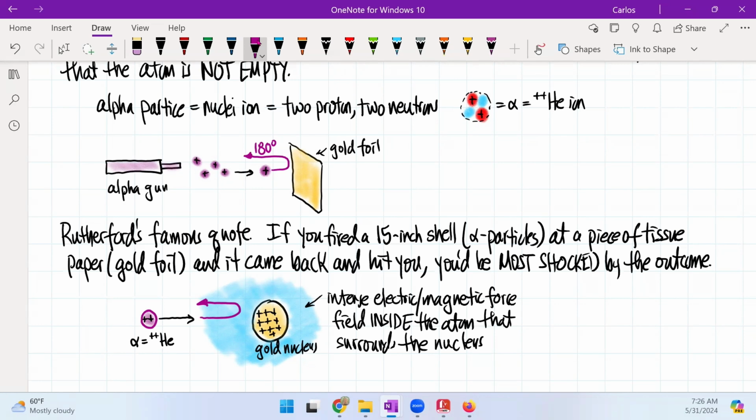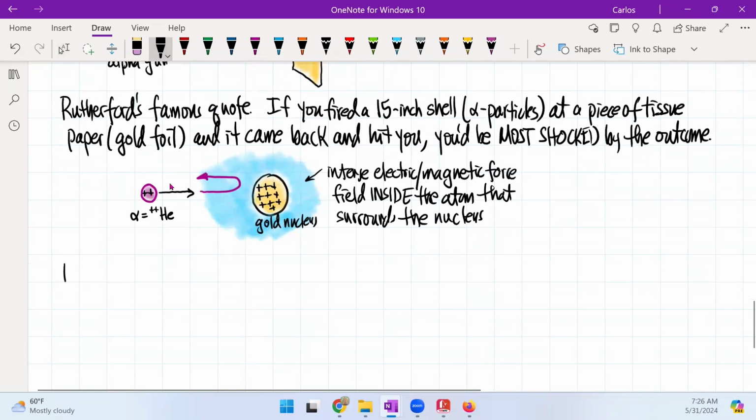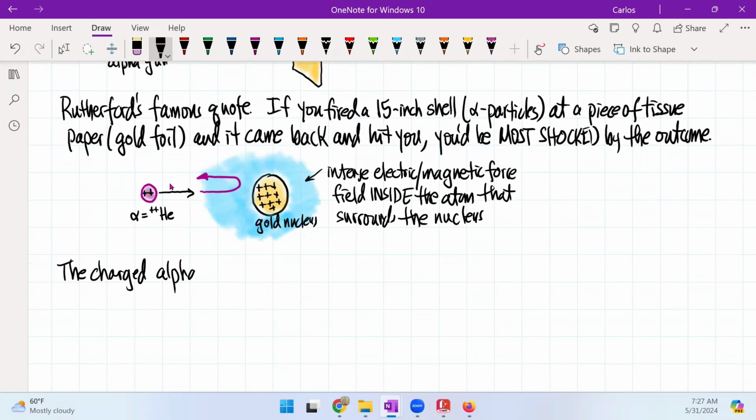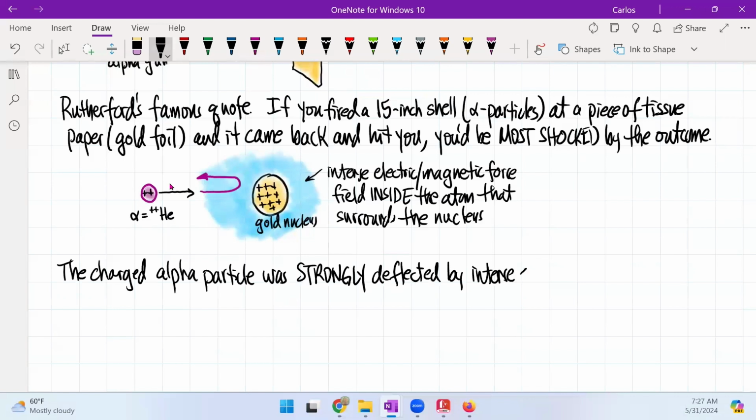So if you're saying that the atom is empty, that's incorrect. And we could conclude here that the charged alpha particle was strongly deflected by intense electric forces that repelled it. Once again, the atom is not empty.